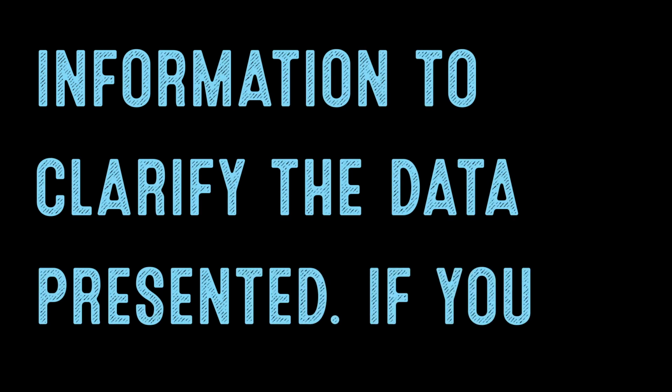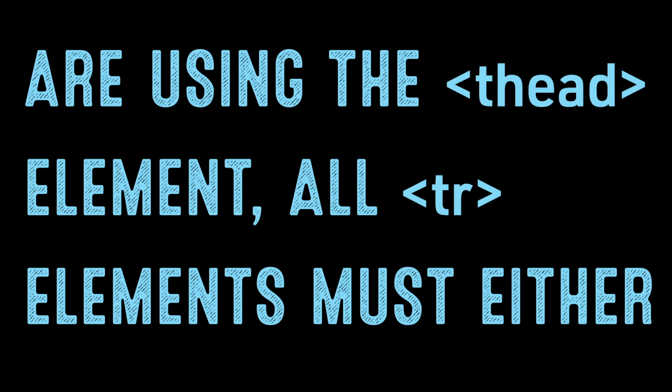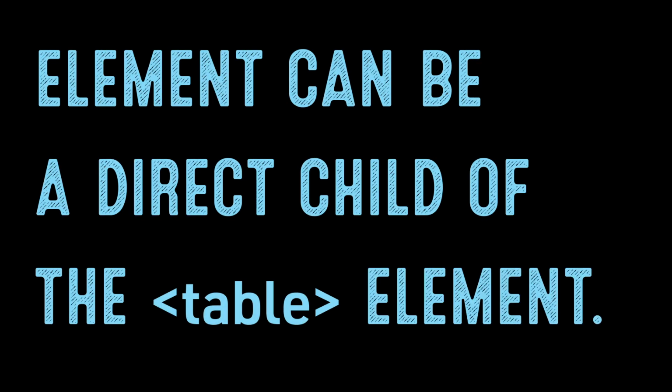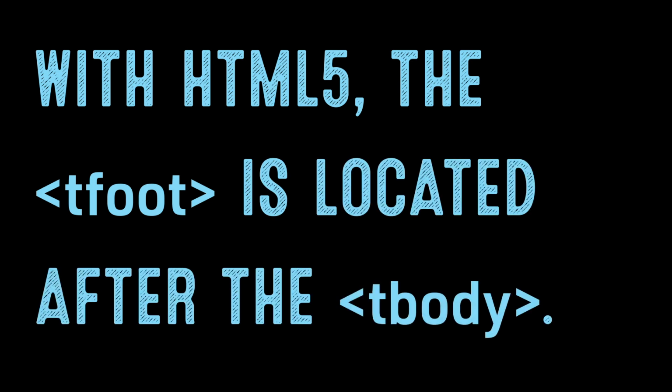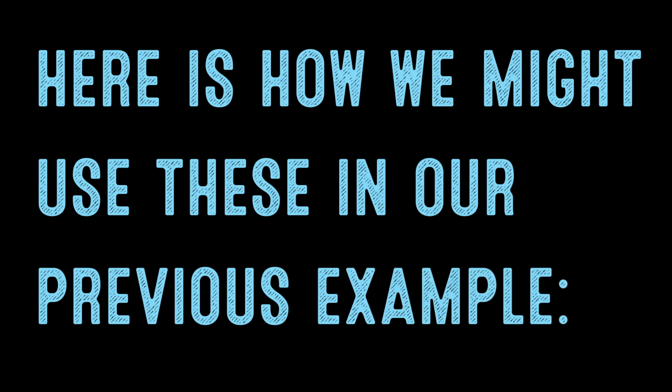presented. If you're using the table head element, all table row elements must either be part of the table head, table body, or table foot. No table row element can be a direct child of the table element. With HTML5, the table foot is located after the table body. Here is how we might use these in our previous example.